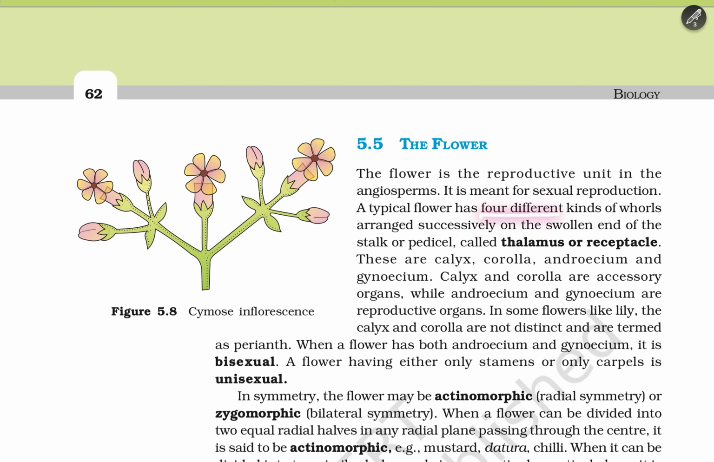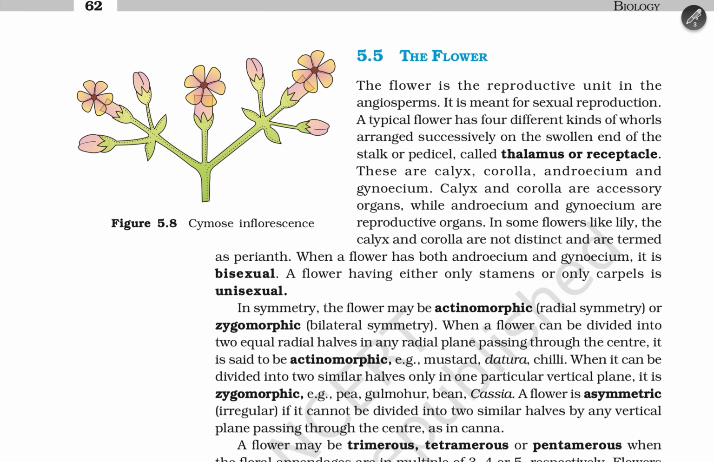A typical flower has four different kinds of whorls arranged successively on the swollen end of a stalk or pedicel called the thalamus or receptacle. These are calyx, corolla, androecium, and gynoecium. Calyx and corolla are accessory organs, while androecium and gynoecium are the reproductive organs. In some flowers like lily, the calyx and corolla are not distinguished and are termed the perianth. When a flower has both androecium and gynoecium, it is bisexual. A flower having either only stamens or only carpels is unisexual.